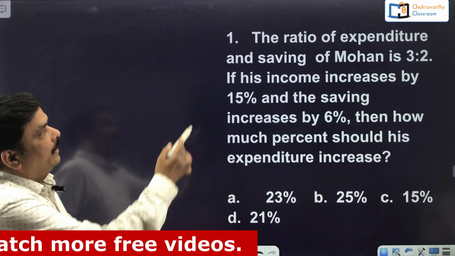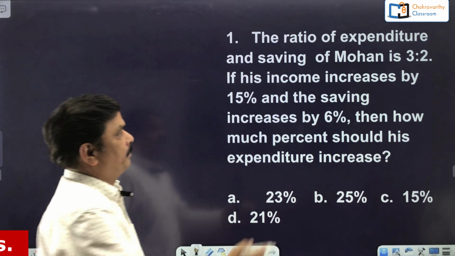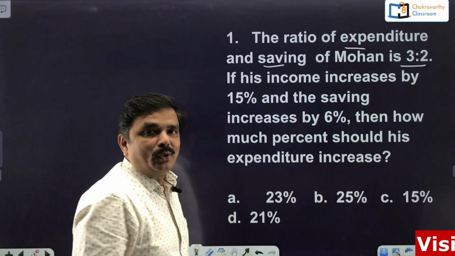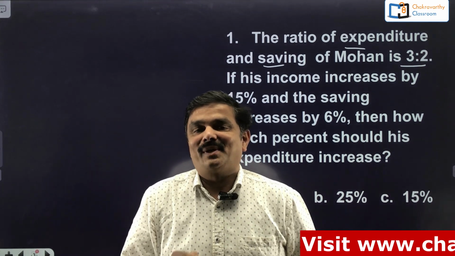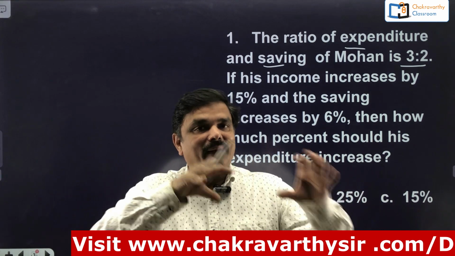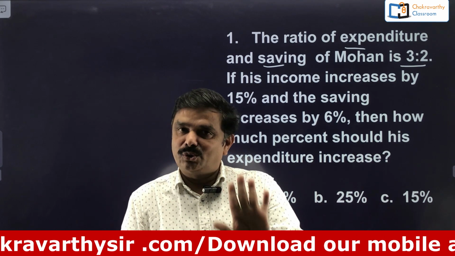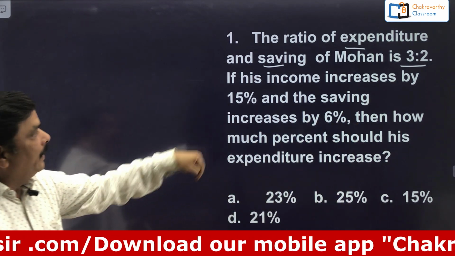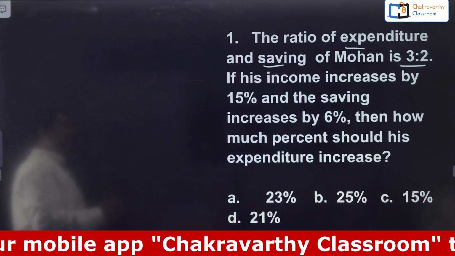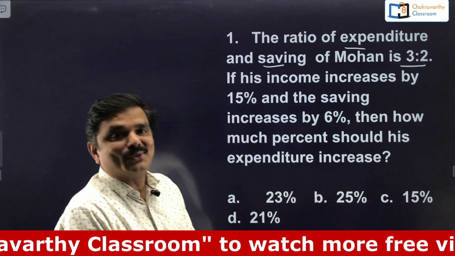What they have given: the ratio of expenditure and saving of Mohan is 3:2. Simple one. Immediately one thing should come into your mind. What is that? When savings and expenditure are there, in most cases income is linked with that in the problem, because income is equal to expenditure plus savings, you know that. Next, what they have given: if his income increases by 15% and savings decreases by 6%, then by how much percent should his expenditure increase? That is the given question.